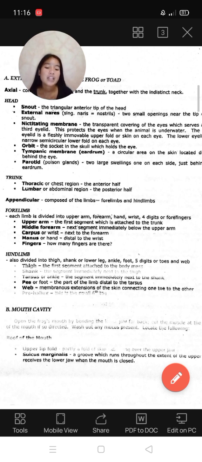It can secrete a number of milky alkaloid substances known collectively as parotoids, which act as neurotoxins to deter predation. So next is thoracic or chest region, the anterior half.